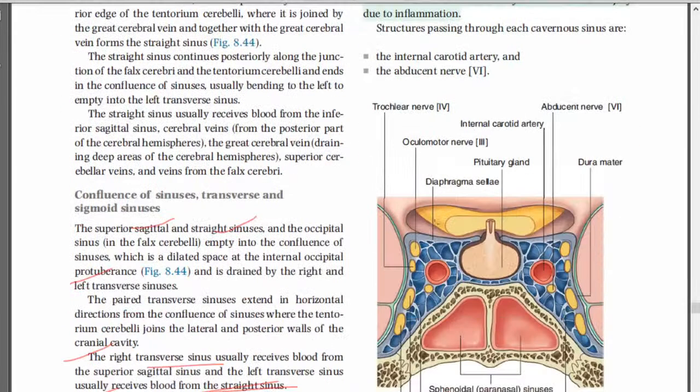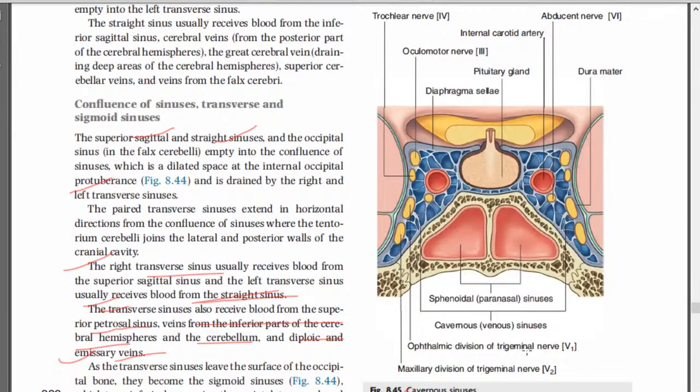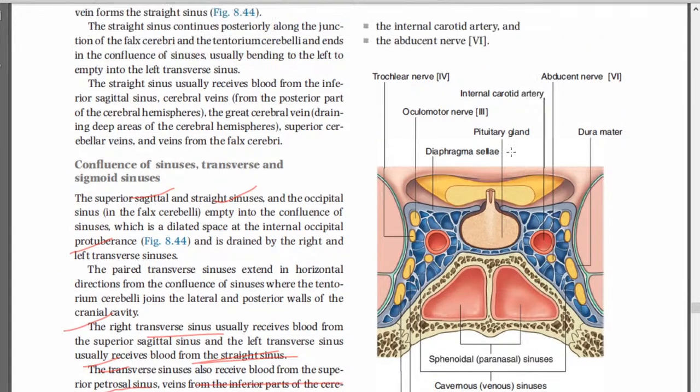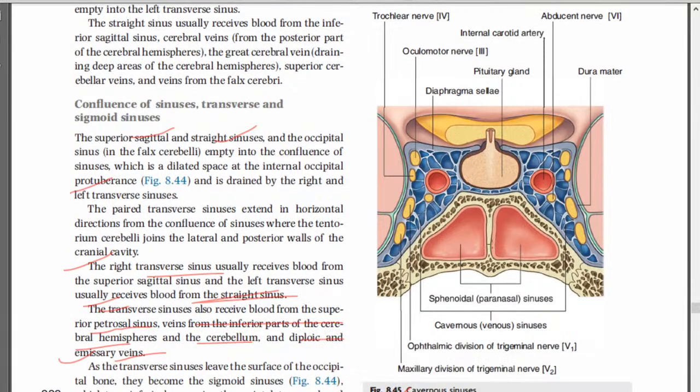I need to see this video. Where is the sella turcica? I guess this is the sella turcica, and this is the dura mater. These are the sphenoidal paranasal sinuses, present above the nasal cavity. These are the cavernous venous sinuses. The ophthalmic and trigeminal nerves pass through right here.